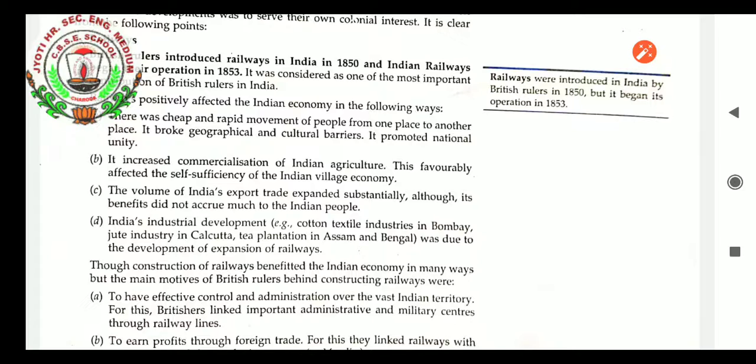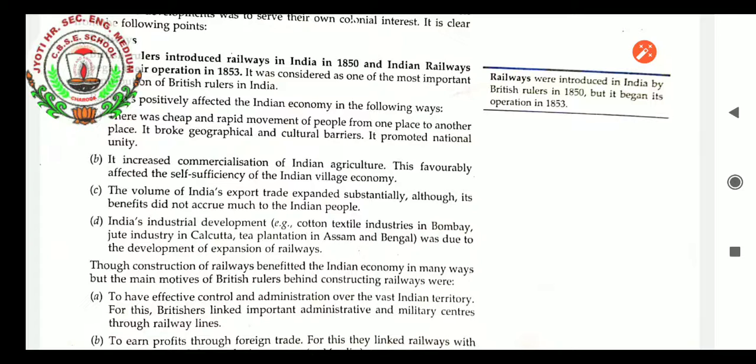This adversely affected the self-sufficiency of the Indian village economy. Indian villages had to face many problems after the railways were introduced in our country. Their agricultural product was easily commercialized to other parts of the country, and they were not getting any income for the same. The volume of India's export trade expanded substantially, although its benefit did not accrue much to the Indian people, but it accrued to the foreigners. It increased the income of the foreigners. India's industrial development, for example cotton textile industries in Bombay, jute industry in Kolkata, tea plantation in Assam and Bengal, was due to the expansion of railways.